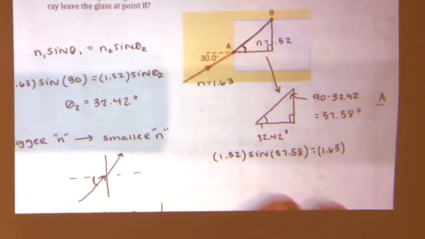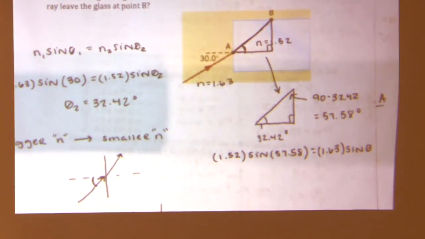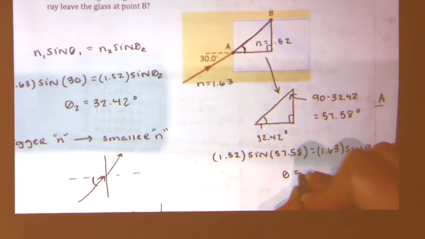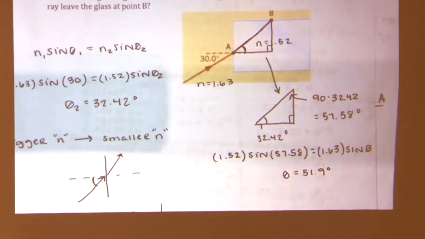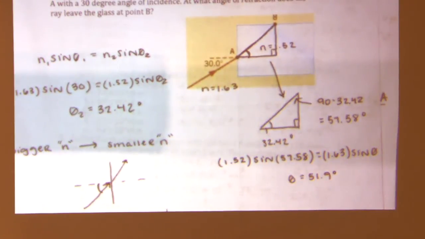And I'm running out of room. Sine theta. So now we just have to solve for that theta. I got that to be 51.9 degrees. And I can zoom this out so you can see the whole thing.